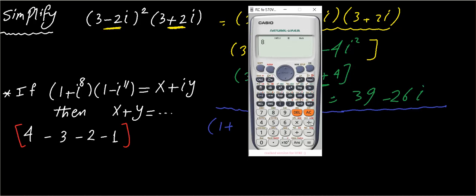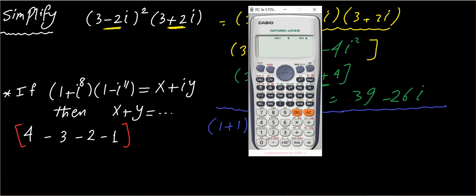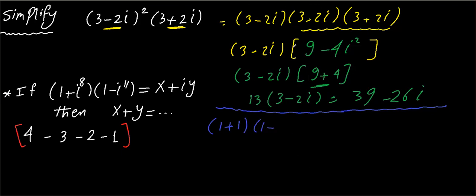8 divided by 4 equals 2. There is no remainder. If the remainder equals 0, it will be 1. So i power 8 equals 1. The second bracket, (1 minus i) power 11. Divide 11 by 4. 11 divided by 4 equals 2.75. The remainder in decimal form is 0.75, so it will be negative i. i power 11 equals negative i.